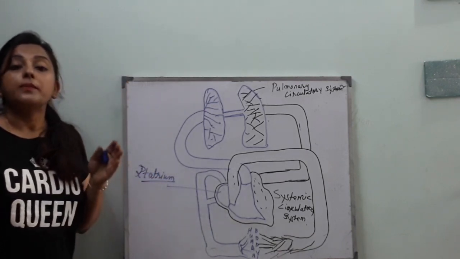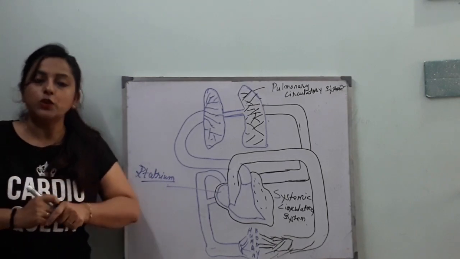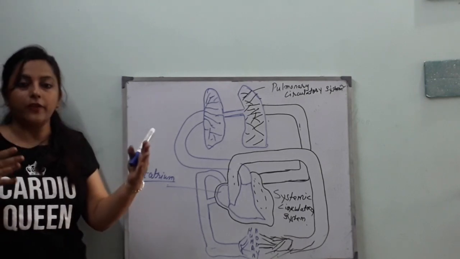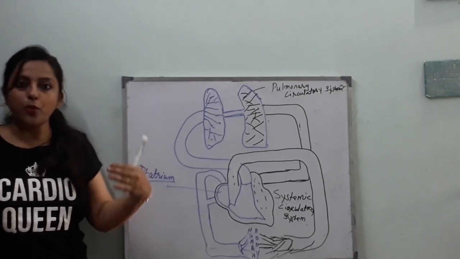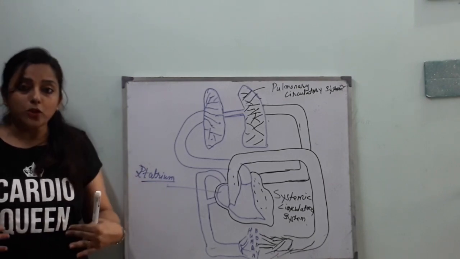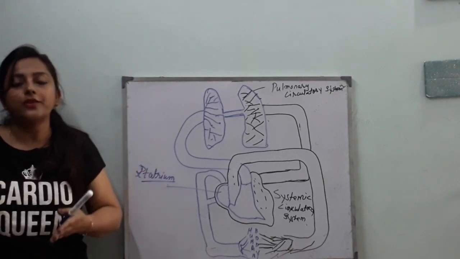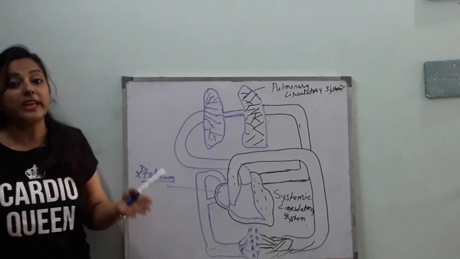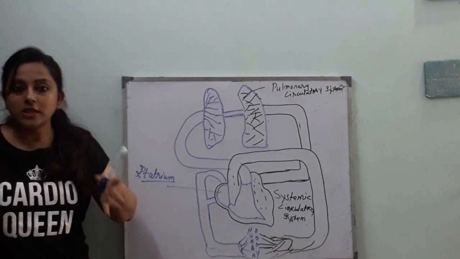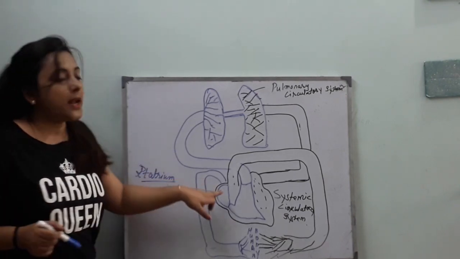through the vena cava. We have discussed in our previous video the superior vena cava and inferior vena cava. Superior vena cava brings blood from the upper part of our body, and inferior vena cava brings blood from the lower part of our body, and it throws the blood into our right atrium. These two together are called the vena cava. So the vena cava brings deoxygenated blood into our right atrium.